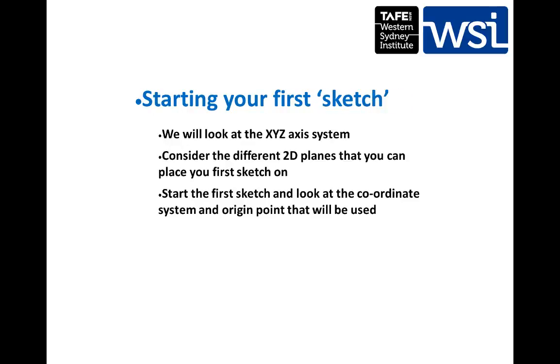When we move on to starting your first sketch, we'll first take the opportunity to look at the XYZ axis system. You'll need to consider the different two-dimensional planes that you can place your first sketch on, and that relates back to the XYZ axis. Once that's selected, you'll then be able to start your first sketch, and we'll briefly look at the coordinate system and origin points that will be used inside the Inventor sketch facility.